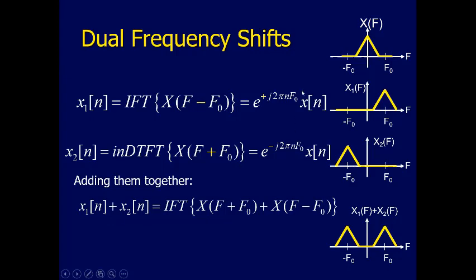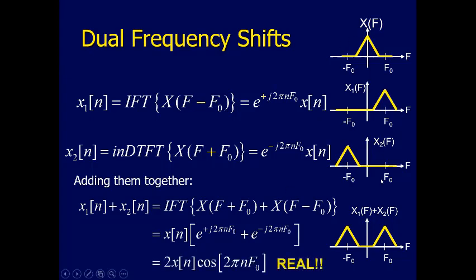And what we've created in the time domain is the sum of these two signals, which is just x of n times e to the plus j 2 pi n f0 plus e to the minus j 2 pi n f0, which you recognize as an Euler identity for a cosine, well, actually 2 cosine. And so doing this sequence of operations, taking an original DTFT of some real valued function, shifting it up by f0, shifting it down by f0, combining them together creates a new time signal that's, again, a real valued function. There's no j's in here anymore.